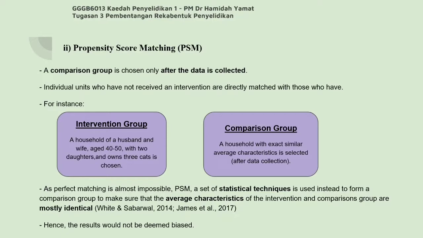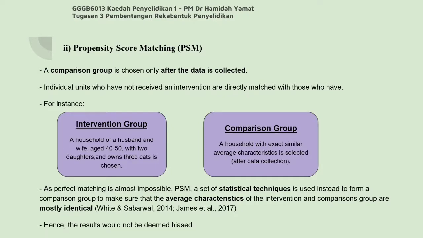Let's see from examples. In this intervention group, a household of a husband and wife, aged 40 until 50, with 2 daughters and owns 3 cats, is chosen. So when coming to the comparison group, after the intervention group has received the intervention, then only the comparison group will be decided. So a household with exact similar average characteristics is selected.